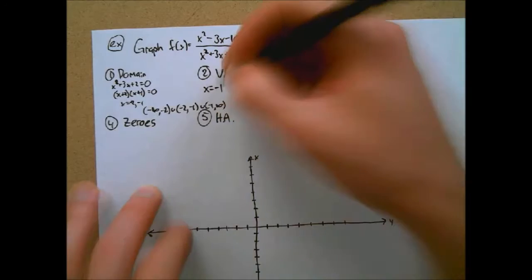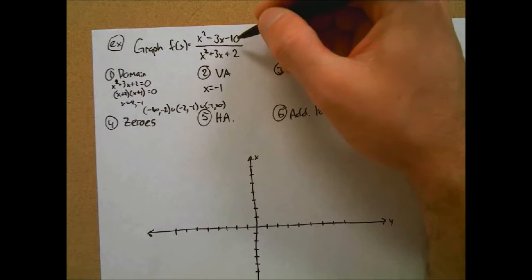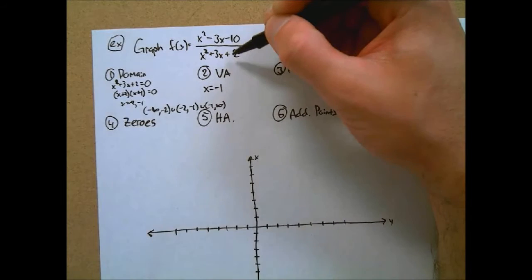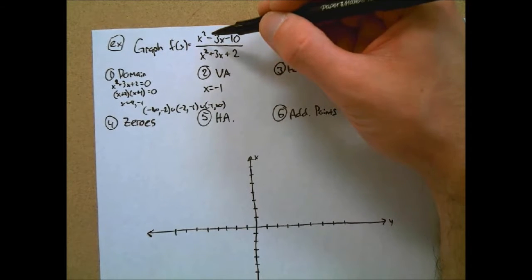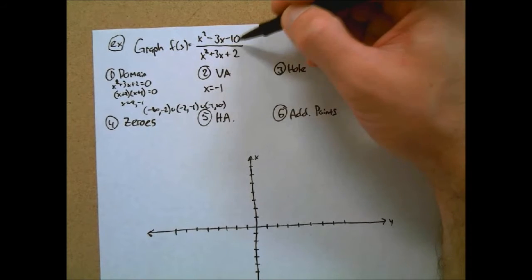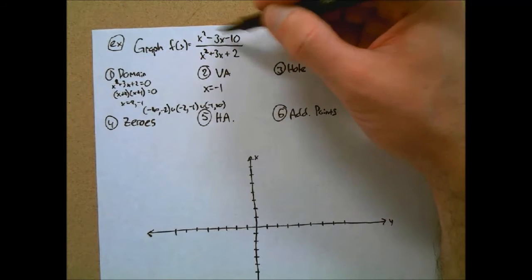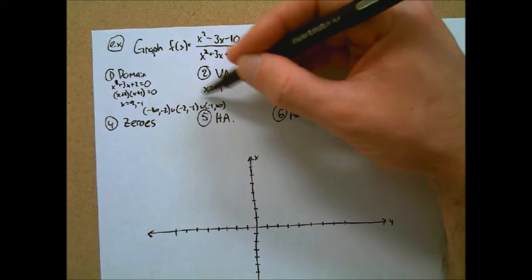If you plug negative 1 into your function here, in the denominator, we know we're going to get 0. Do we get 0 in the numerator? Let's check. Negative 1 squared is positive 1. Minus 3 times negative 1, so plus 3. So 1 plus 3 is 4. Minus 10 will give us negative 6. So we're going to have negative 6 divided by 0 there. That's not indeterminate form. That's undefined, so that is a vertical asymptote.